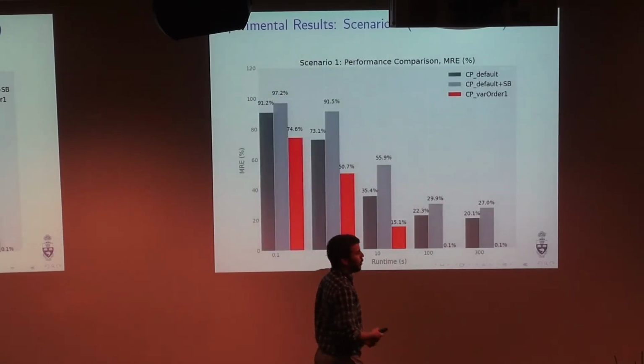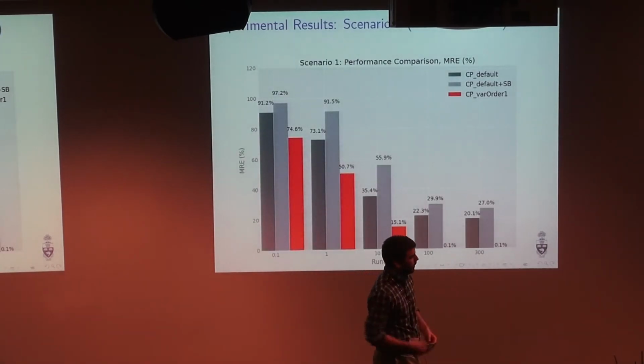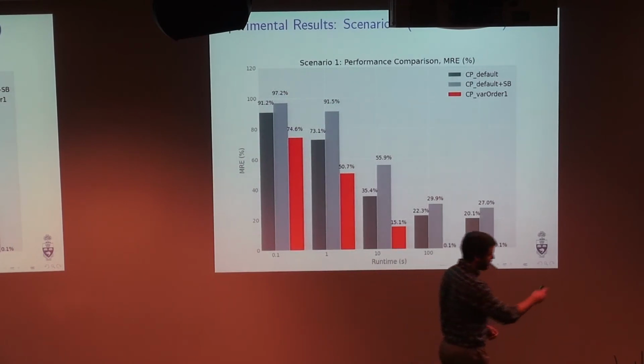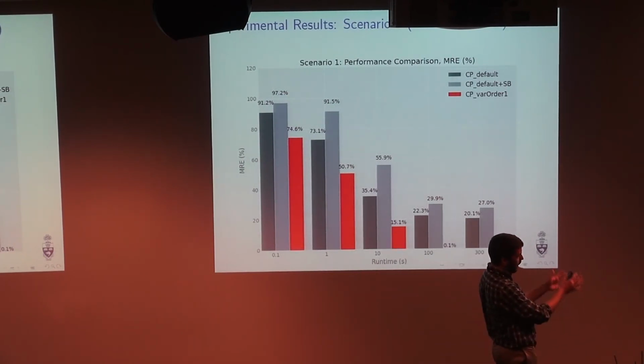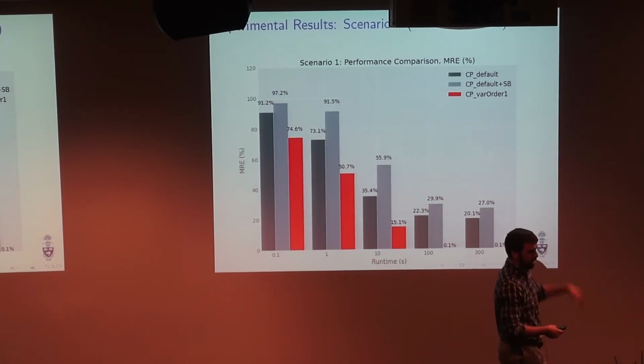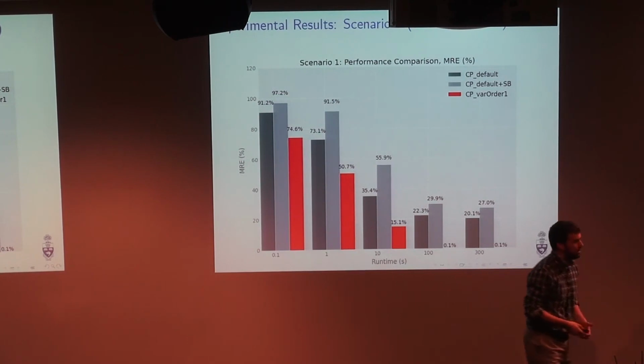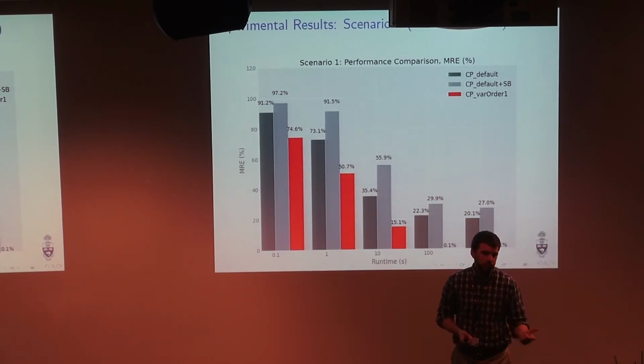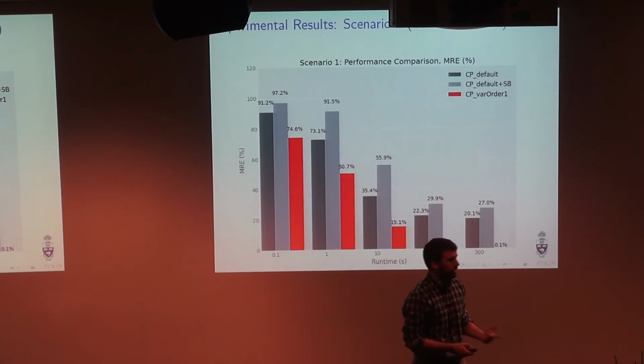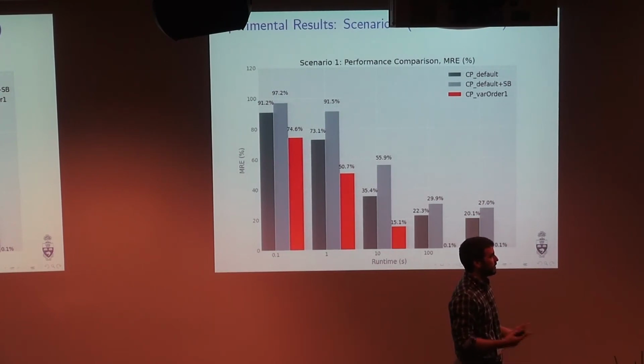And so here for scenario 1, our smallest scenario, these are our results. At the bottom you can see we have runtime. We look at 5 different runtime intervals, so 0.1 seconds, 1 second, 10, and so forth. On the y-axis we have mean relative error. What we can see is the dark gray and the gray are just CP under default settings. One is with symmetry breaking, one is without. And we can see that symmetry breaking doesn't help us at all in this case. So we throw that out as an idea.